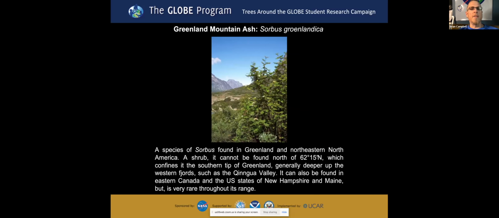But then the other one is the Greenland mountain ash, the Sorbus groenlandica. It's actually a shrub. It can look like a tree to many, but it's actually a shrub. It cannot be found north of 15 degrees north, which confines it to the southern tip of Greenland. It's generally found deeper up the western fjords. It can also be found in eastern Canada and New Hampshire and Maine. And as you know, groenlandica is the Latin for Greenland, so a lot of you didn't fall for that, which is great. I wanted to showcase this because it's often misconstrued as a tree, but it is considered a shrub, technically.